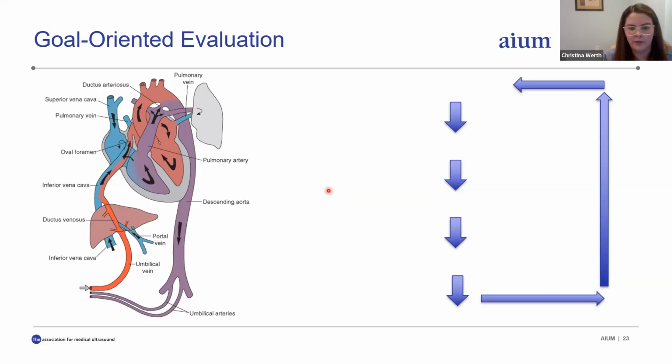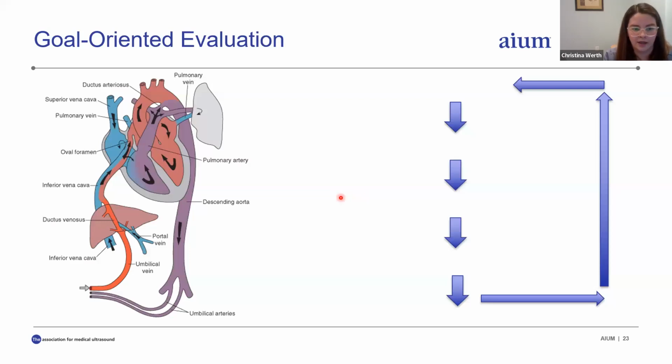And I tell the learners in our department that it's important to make sure that we're scanning with purpose or telling a story. And I really want to tell in my images what's happening and what's going on, and use my images as a narration for the normal anatomy or the abnormal anatomy that I'm seeing.